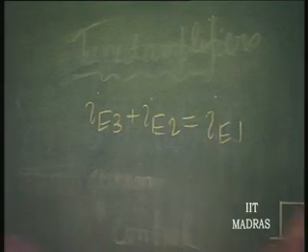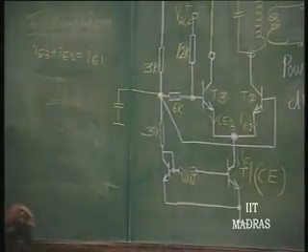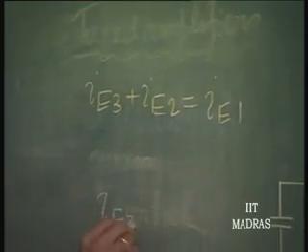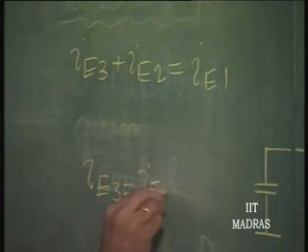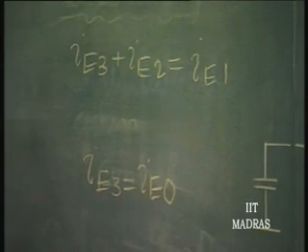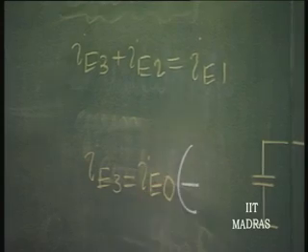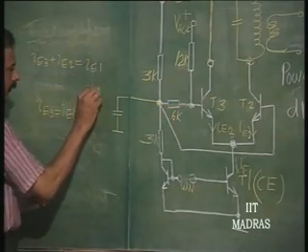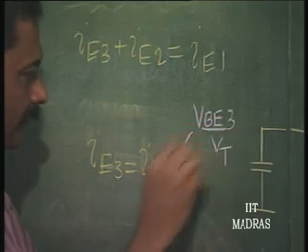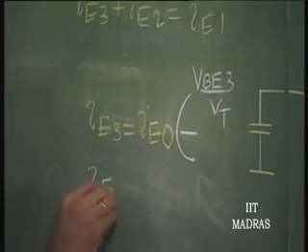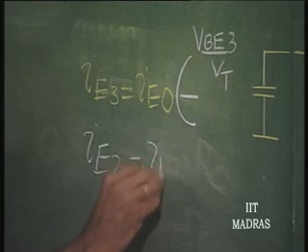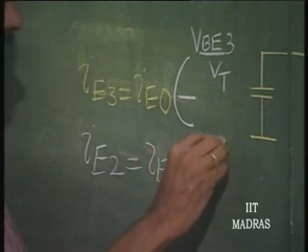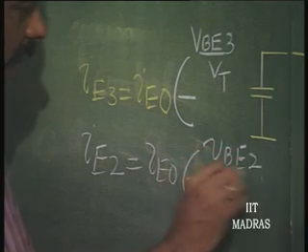IE3 plus IE2 is always equal to IE1, and IE3 and IE2 are governed by IE0 into exponent VBE3 by VT. IE2, on the other hand, is IE0 exponent VBE2 by VT.